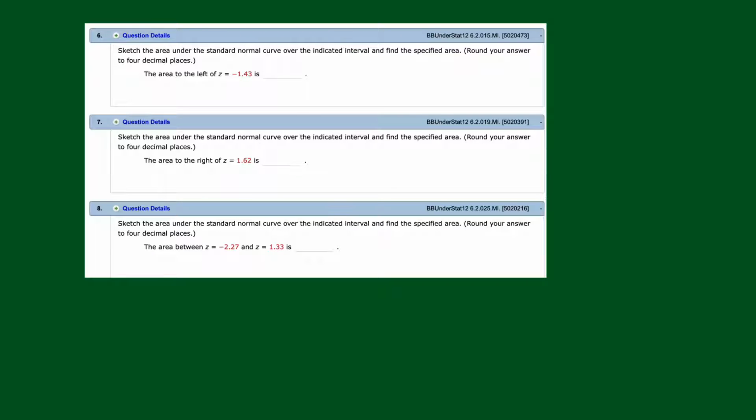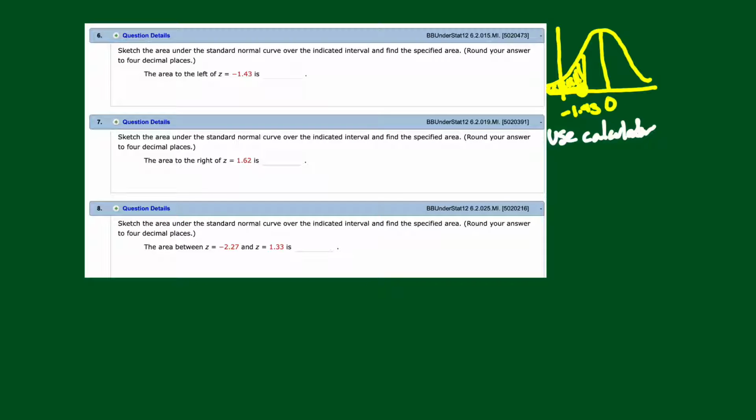Let's draw this curve. There's the normal curve. Now we want to go left. Right now the high point here is 0. We want to be to the left of negative 1.43. That's what we're looking for out here. What is that area?